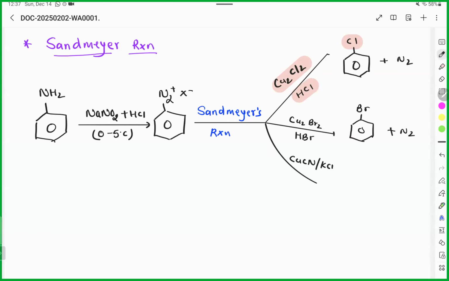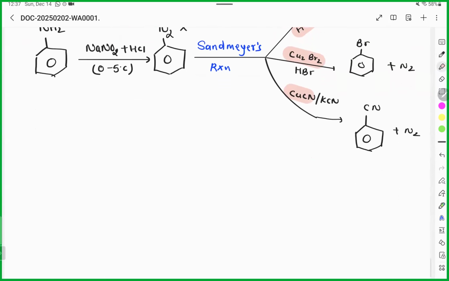Correct? If you add copper cyanide and KCN, the same thing, cyanide will be added. That's what we are saying. It was not possible with direct KCN addition, but with the help of diazonium salt, it is highly possible. Any doubt, guys? No, sir. So copper halide can be used, whether chlorine, bromine, or cyanide. Simple addition, as simple as that. Correct. But you can do the Gattermann reaction also.